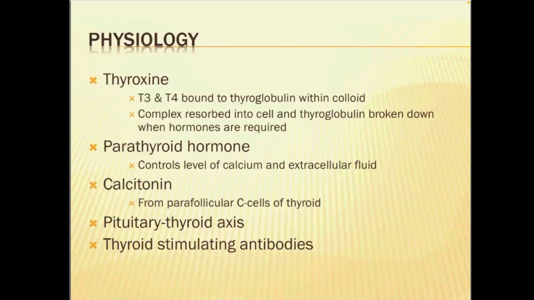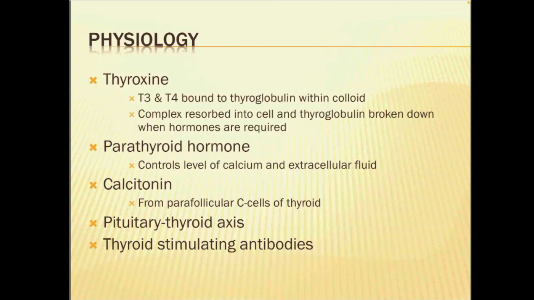Coming to a little physiology about the thyroid, the most important hormone secreted by the thyroid gland is thyroxine. It is secreted in two forms, T3 and T4. Both T3 and T4 are initially secreted bound to thyroglobulin within the colloid. Inside the thyroid gland, T3 and T4 are produced, bound to thyroglobulin, and saved inside the colloid.